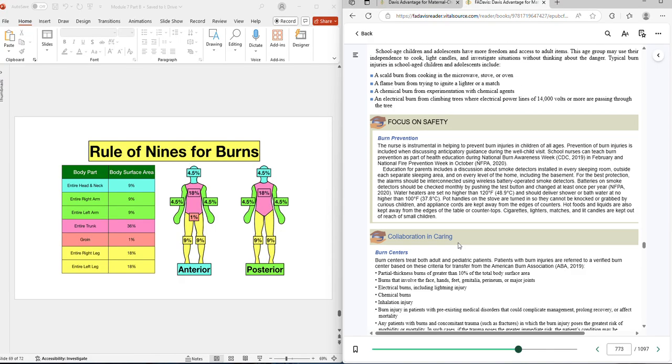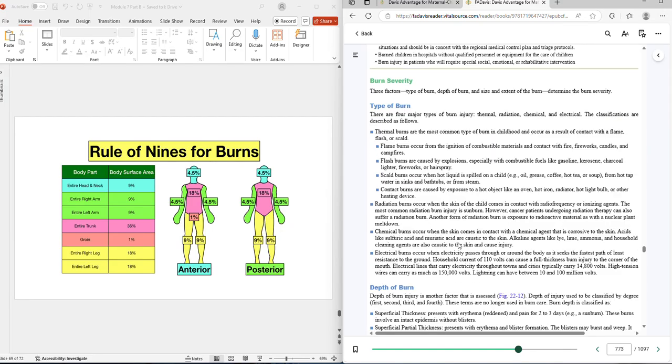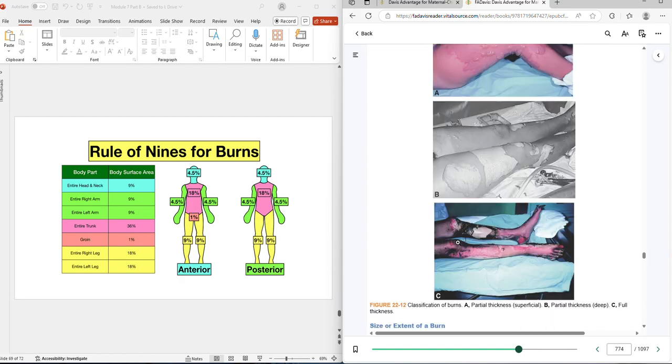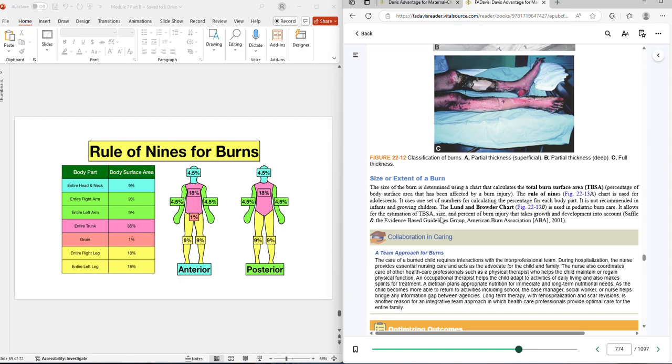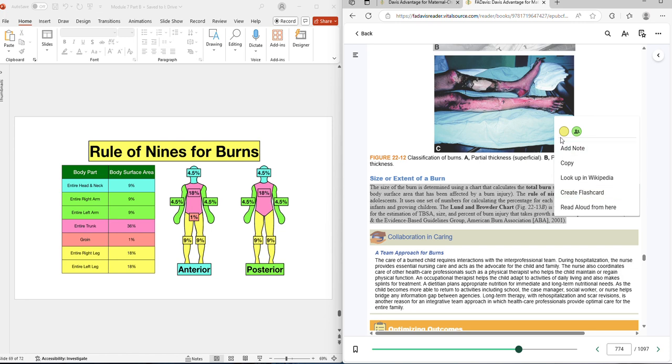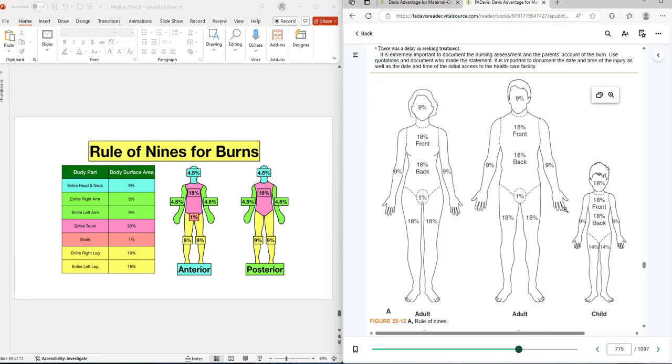So I want you to look at page 774. We're going to talk about the size and extent of the burn, okay? This is the rule of 9s. You need to know what the rule of 9s is. And I'm just going to tell you, you need to memorize this chart. I'm going to give you a copy of this chart. You need to know how to figure it, and there's one in your book too, here. It just breaks up the front and back.